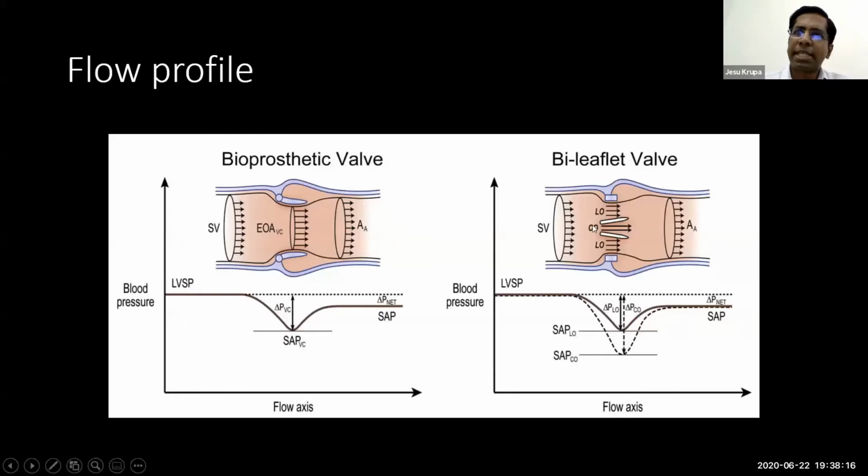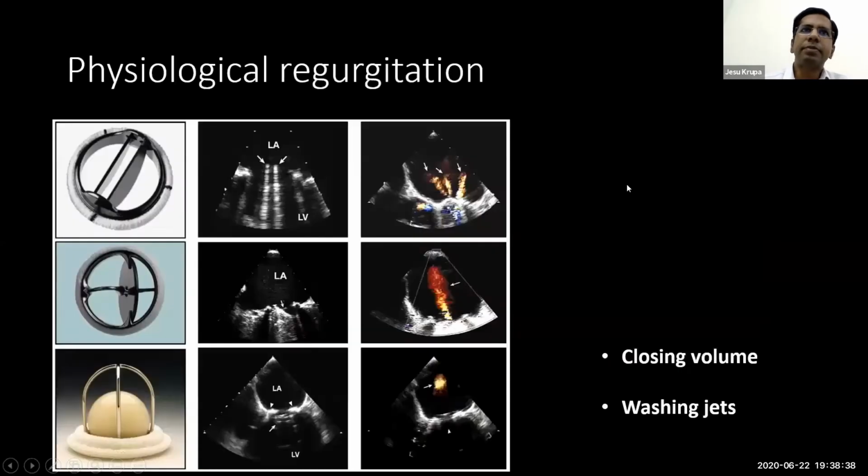Sometimes while measuring gradients and all, we can put our cursor through the central orifice and we may get higher velocities and higher gradients, in which case we may need to shift to one of the other orifices and see if there is any change. That is something to just bear in mind, especially with bileaflet valves.